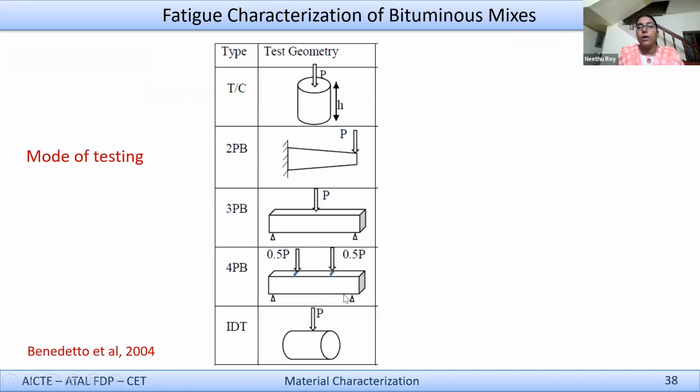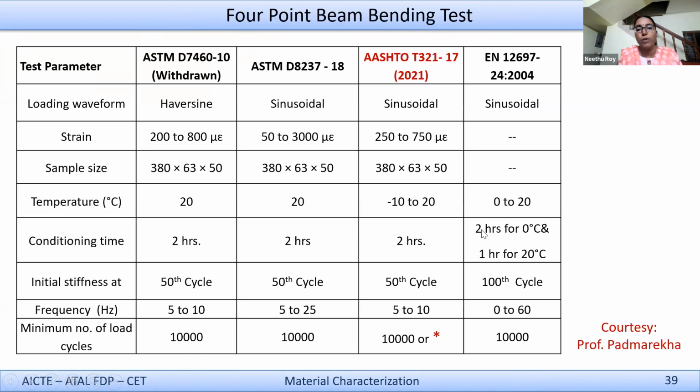Okay. Now, what are the different modes in which you can find the tensile stress-strain behavior of the material? You can have a tension-compression test on a cylindrical specimen, a 2-point bending, a 3-point bending, a 4-point bending, or an indirect tensile strength test. What we will be discussing is the 4-point bending, which is very popular and familiar. The current standard is AASHTO T321-17. We had ASTM standards and the European standards, so a glimpse of the comparison of the various standards is given here.